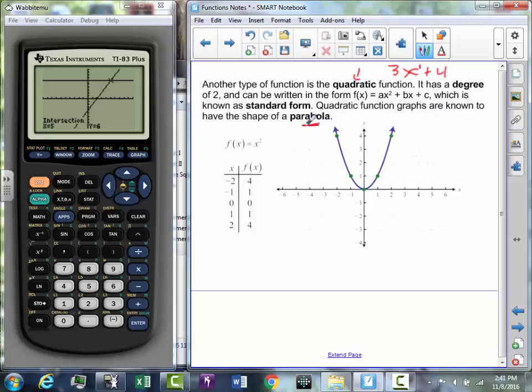So the first thing I need you guys to know is the shape. The shape of this graph is called a parabola. It's a name we give to it. One of the things you'll notice about this graph, it is not in the negatives.